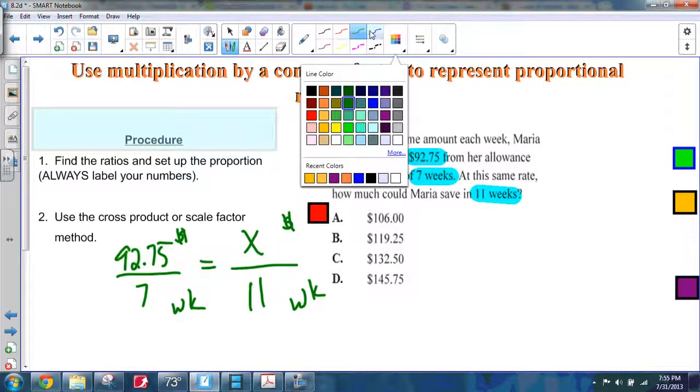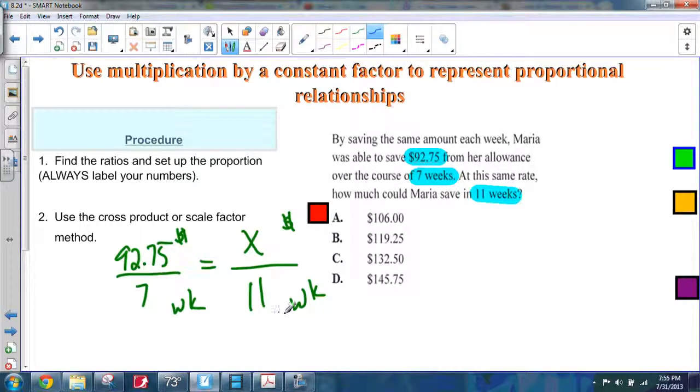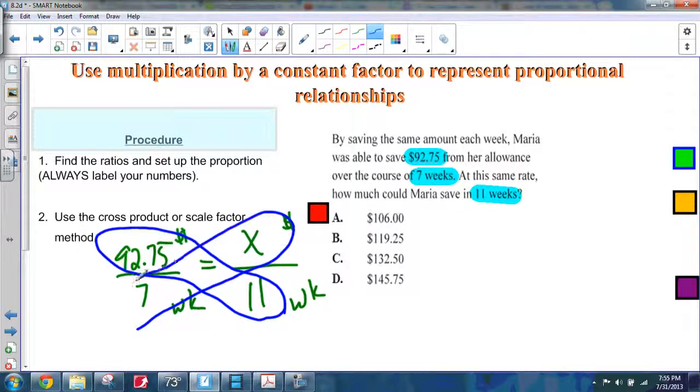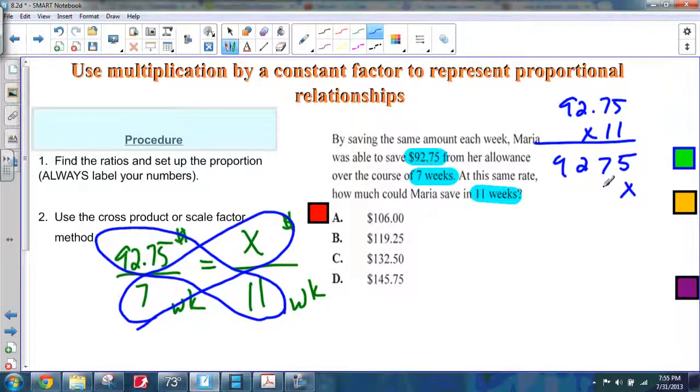So let's do a cross product. We're going to take $92.75 and multiply by 11, and 7 times x. So let's work over here. $92.75 times 11. 5,729, placeholder. 5,729. Let's add that up.